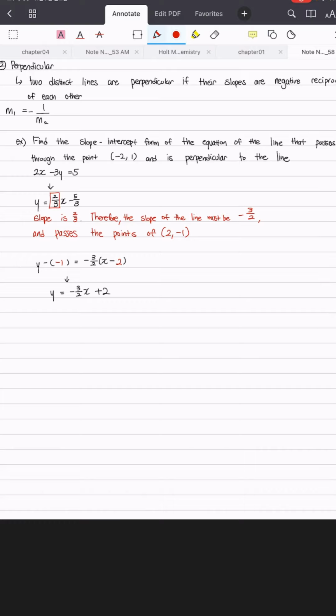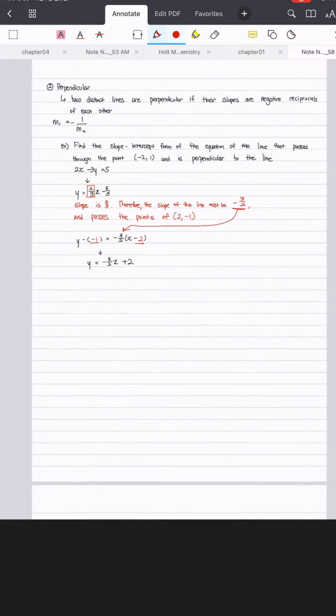Therefore, the slope of the line must be negative 3/2, which is the negative reciprocal of 2/3, and it passes through the point (-2, 1). So we can put the identified slope right here in the point slope form, and we can put the given points here. And if we simplify, it becomes y equals negative 3/2x minus 2, which is the answer for this question.